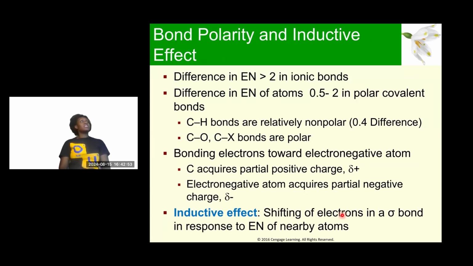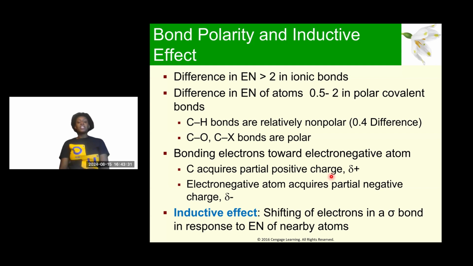All right, so I'm just going to continue to sum this up, okay? So a difference in electronegativity greater than 2 is ionic bonds. A difference in electronegativity of atoms of 0.5 to 2, that is the polar covalent bonds, okay? And then we talked about this already, how carbon-hydrogen is a 0.4 difference, so that's relatively nonpolar, whereas carbon to oxygen or carbon to a halogen, they are polar because that's going to be higher than 0.5, okay? But not quite ionic because it's well under 2.0.